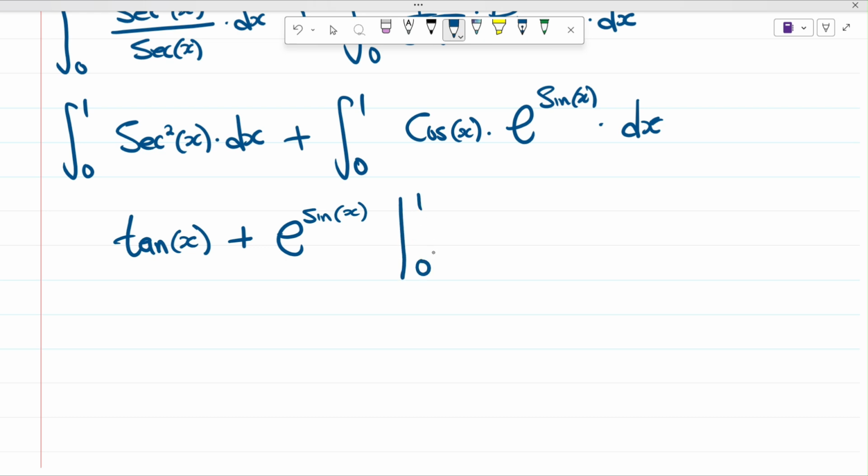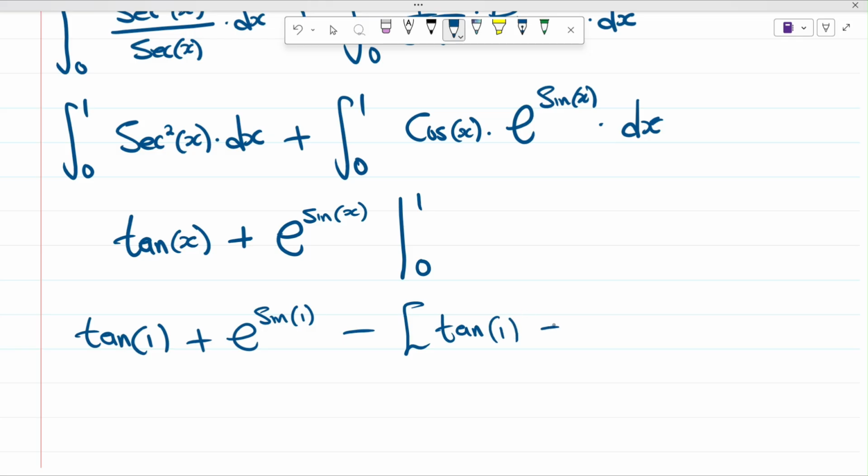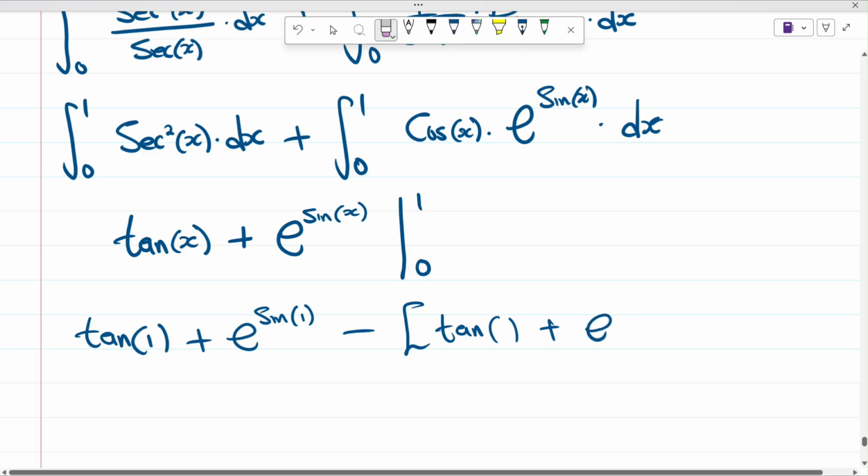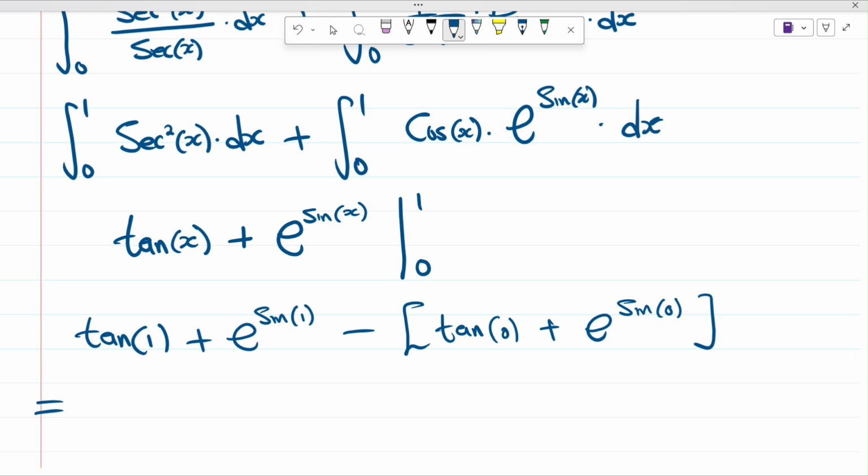and then we put our limits being 1 and 0. Then we can substitute the limits from there. So this is going to be tan of 1 plus e to the power sine of 1 minus tan of 0 plus e to the power sine of 0. Now I'm substituting, and then we use our calculator. We should get something like what I'm about to get here. So this is going to be tan 1 plus e to the power sine 1.